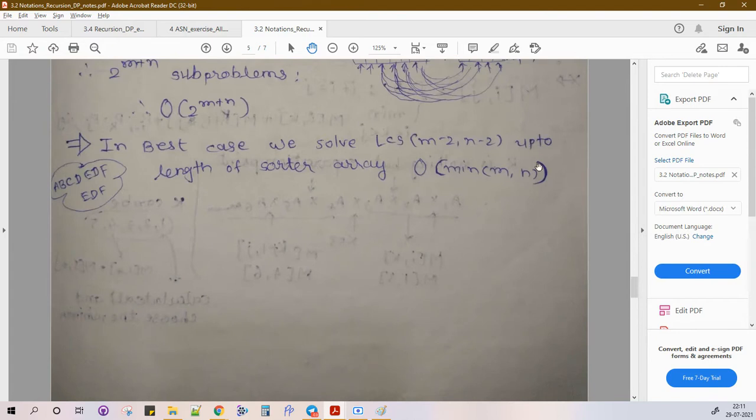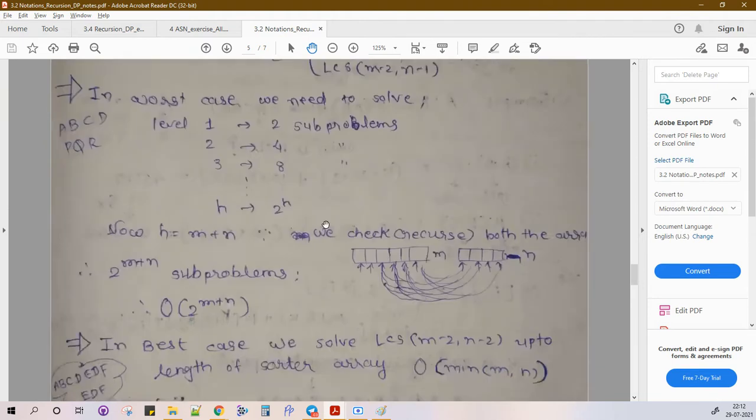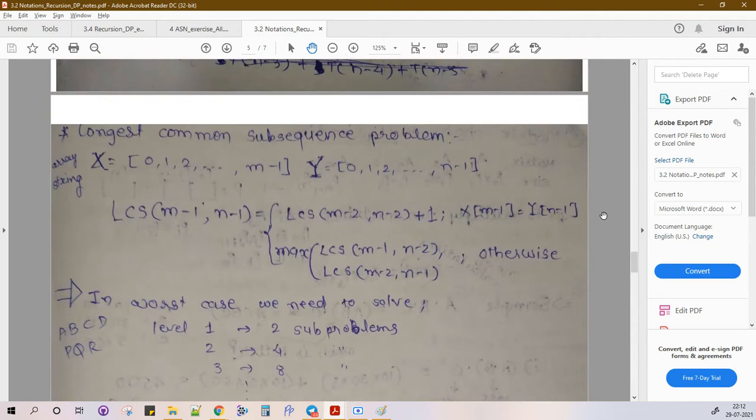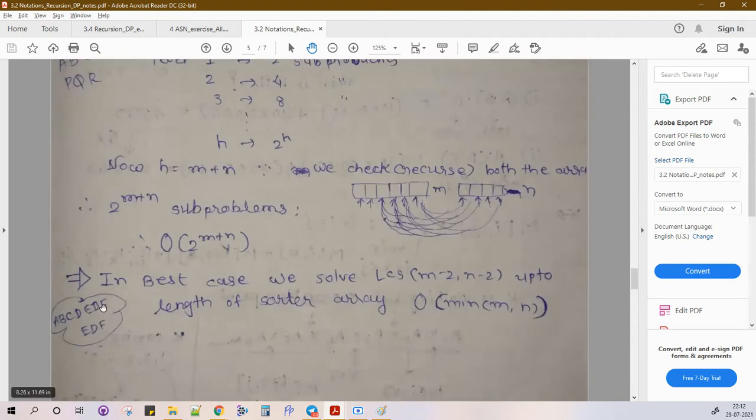In best case, it is order of minimum of m plus n. So why is it order of minimum of m plus n? Let's say I'm having ABCDEF and DEF. These two are strings. Now what will happen? The m minus 1 and n minus 1, basically the last terms, will match.